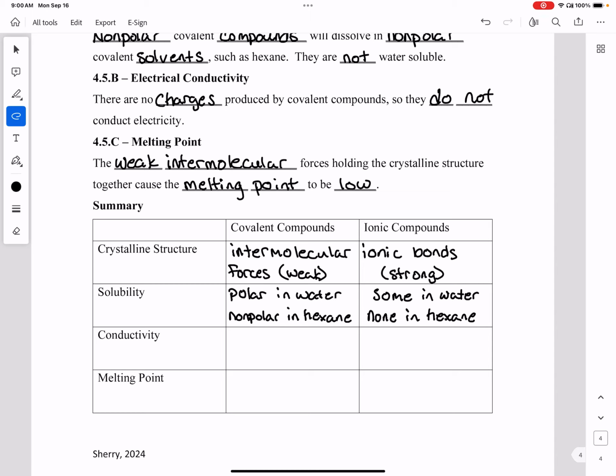Okay. So conductivity: covalent compounds have no full charges, so no. But ionic compounds do have charges, so yes, if water soluble. And finally, the melting point for covalent compounds will be low due to the intermolecular forces. And for ionic compounds, it will be high due to the ionic bonds.